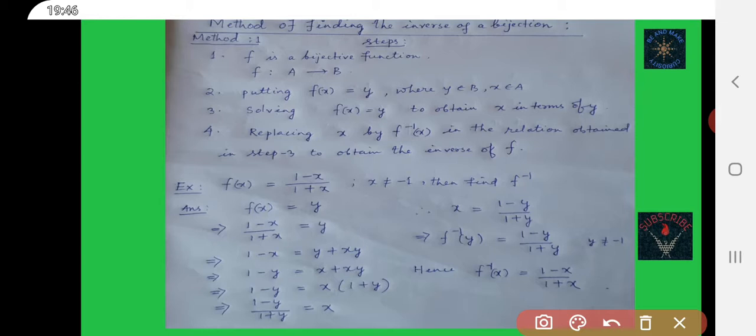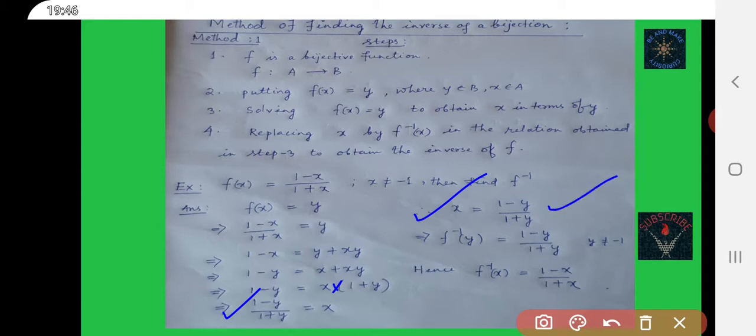Now you take x common, then x into 1 plus y. Then you can write x in term of y, that is 1 minus y by 1 plus y. Here multiplied, so if you take left side, then 1 minus y divided by 1 plus y. So you get x equal to 1 minus y by 1 plus y.